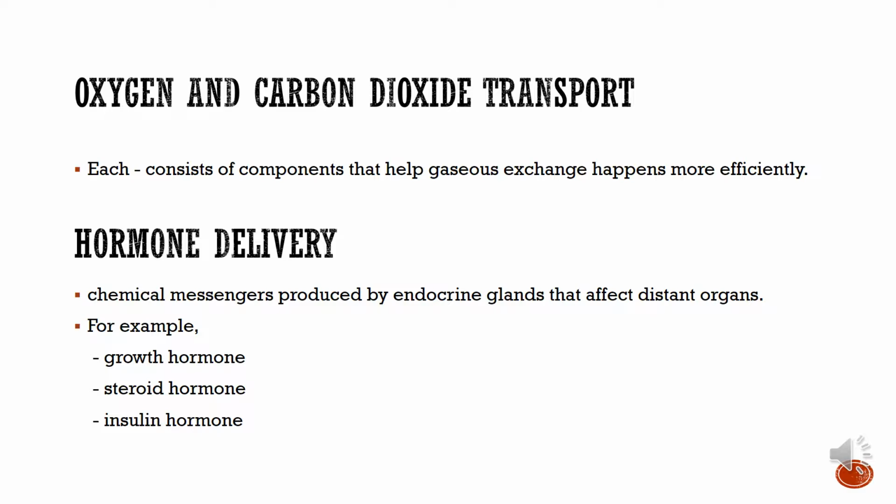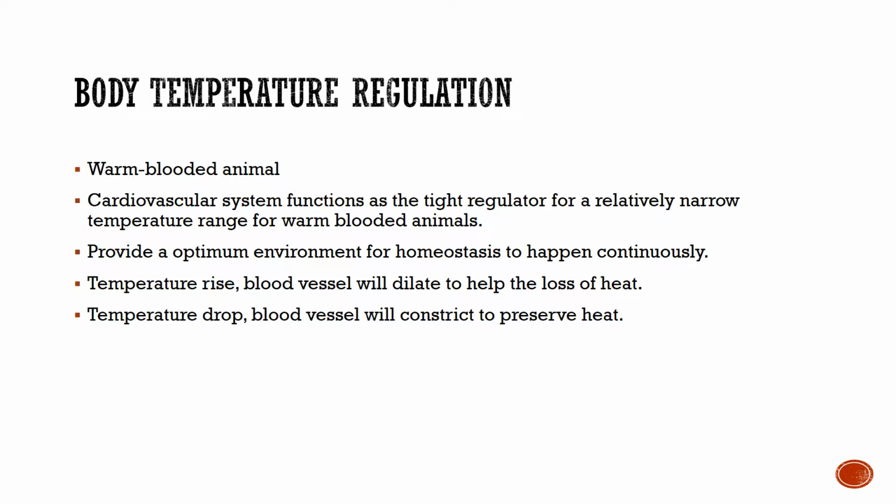Next is hormone delivery. Chemical messengers inside the cardiovascular system, produced by endocrine glands, will affect distant organs inside the animal body. For example, the growth hormone, steroid hormone, and insulin hormone. The body temperature can also be regulated by the cardiovascular system. This mostly happens in warm-blooded animals, and the cardiovascular system functions as the tight regulator for the relatively narrow temperature range for warm-blooded animals. It provides an optimal environment for homeostasis to happen continuously. Whenever temperature rises, the blood vessels will dilate to help the loss of heat, and when the temperature drops, the blood vessels will constrict to preserve heat.